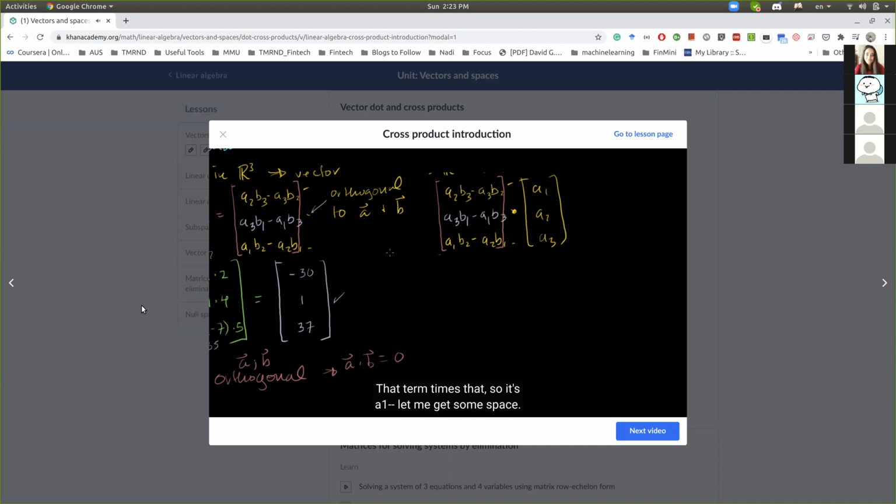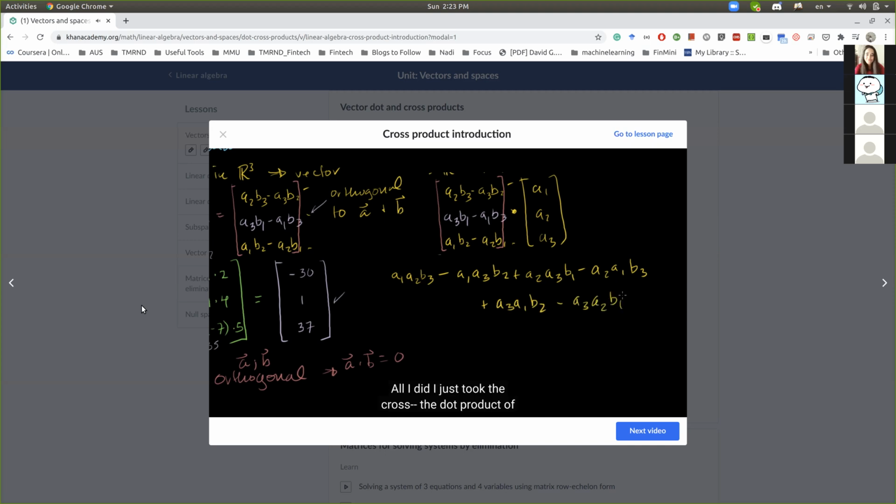So it's A1 times A2B3, minus A1 times A3B2, and then you have plus this times this, so plus A2 times A3 times B1, and then minus A2, A1, B3, and then finally plus A3 times A1, B2, minus A3 times A2, B1.